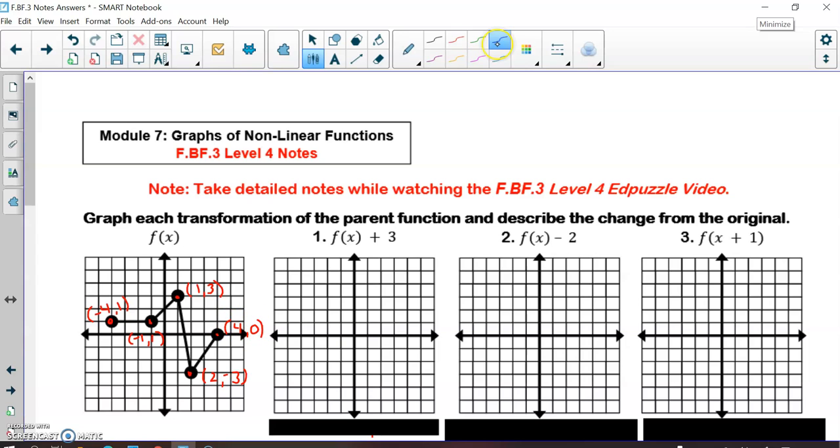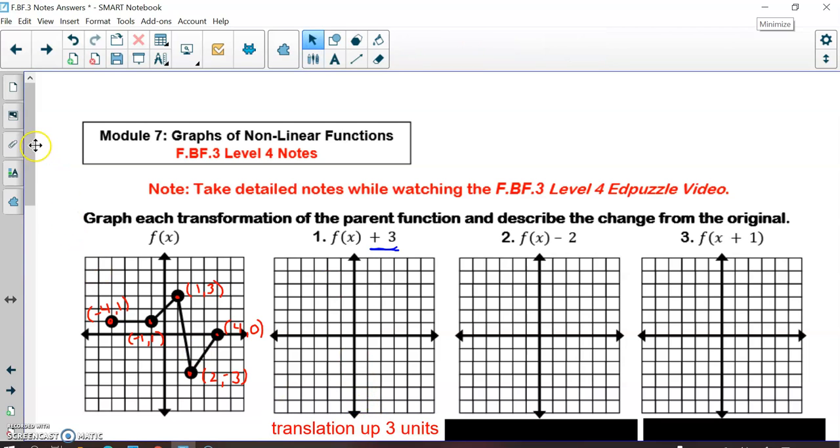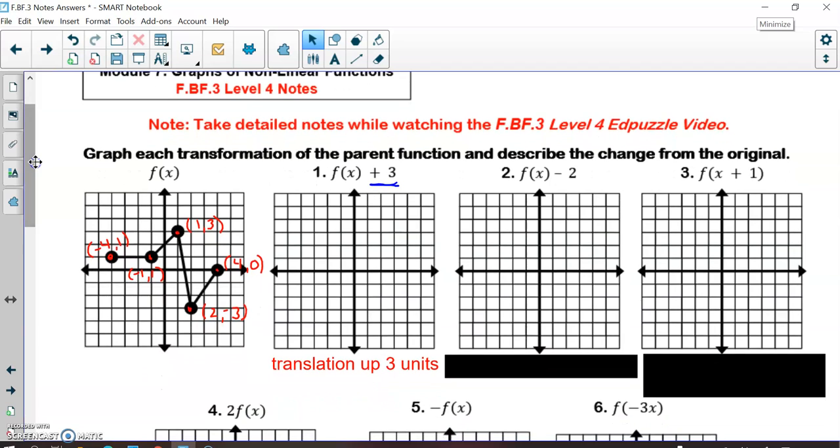So in number 1, when I have a plus 3 on the outside, at first I need to describe what happened. Well, the description should be that you're translating this up 3 units. So what we are really going to do is add 3 to all of my y values. So the point negative 4, 1, if I add 3 to the y value, I get the point negative 4, 4. So that's where that new point is.